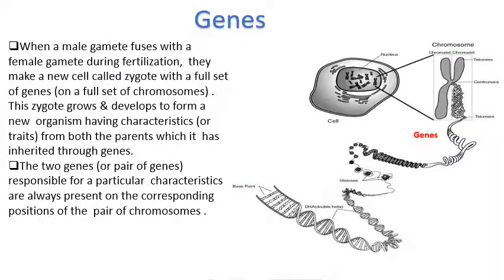When a male gamete fuses with a female gamete during fertilization, they make a new cell called a zygote with a full set of genes and a full set of chromosomes. This zygote grows and develops to form a new organism having characteristics or traits from both the parents, which are inherited through the genes. The two genes or the pair of genes responsible for a particular characteristic are always present on the corresponding positions of the pair of chromosomes.